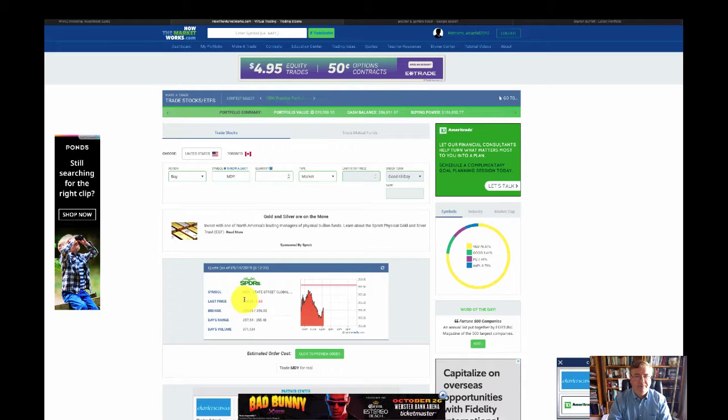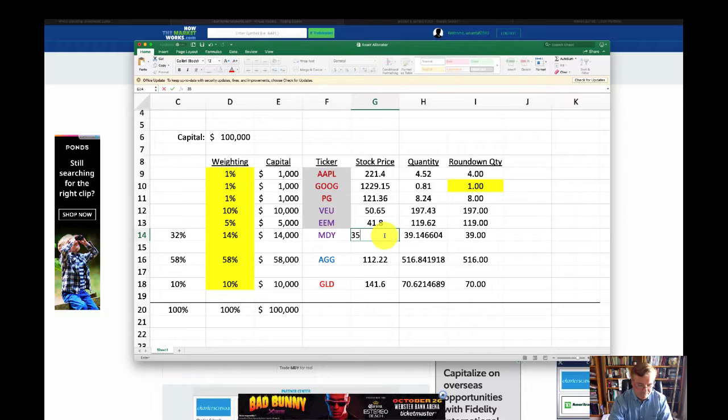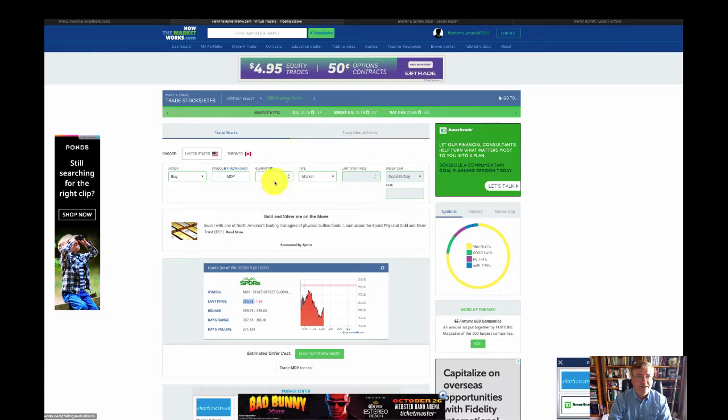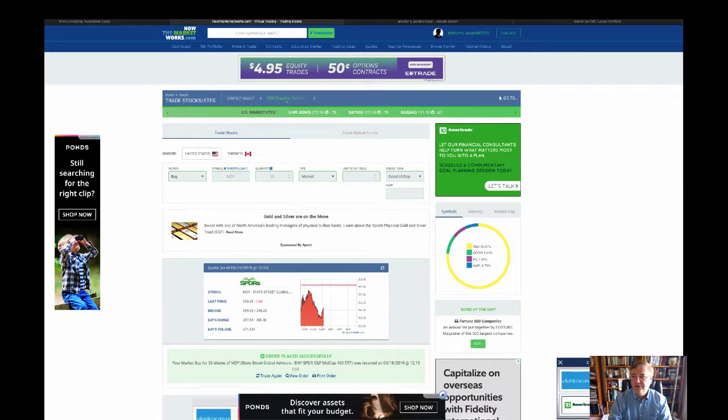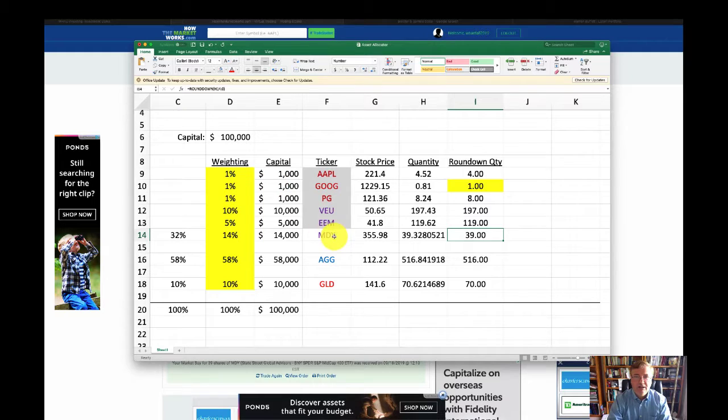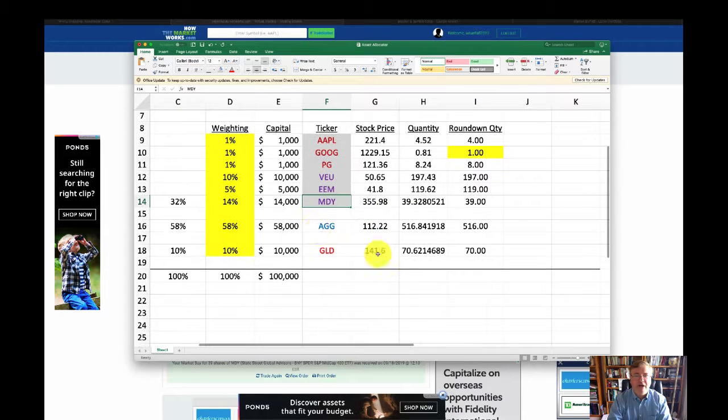How many shares is that? As you can see down here, it automatically provides you with the last share price, $355.98. That's 39 shares, as the spreadsheet's telling me. So under quantity, we type in 39. Click to preview the order. That's almost $14,000. That's fine. Click to confirm order, trade entered successfully. Okay, so we're done with MDY. Now we're done with the stocks.